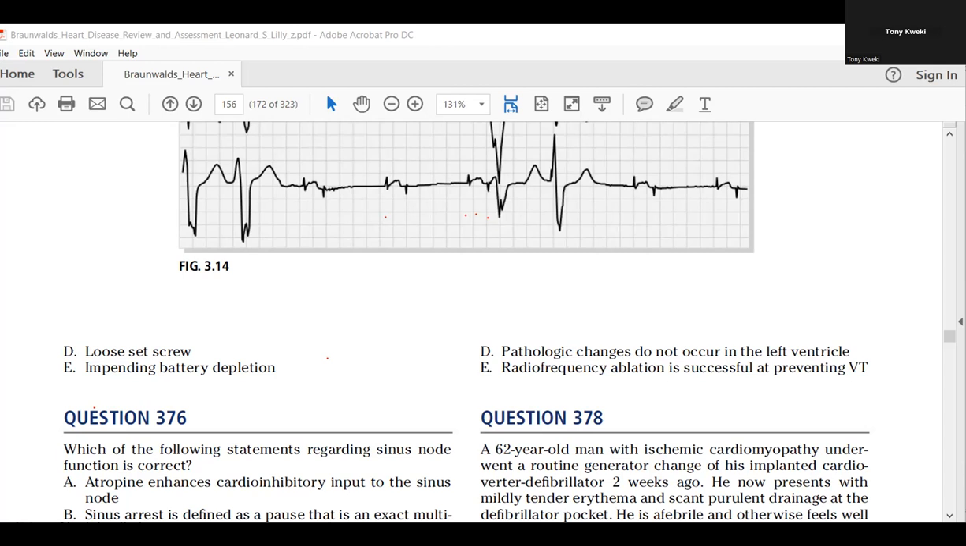So with the loose set screw, because of impedance, because of the problem with the generation of impulse, what we will have in this context will be no output, compared to what we are seeing here in the image that was shown.